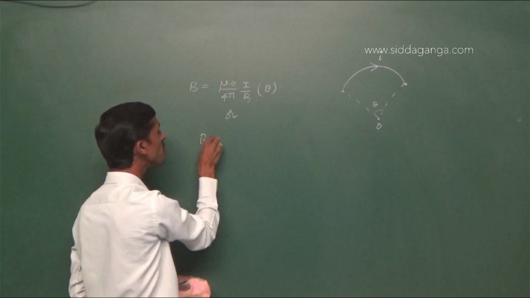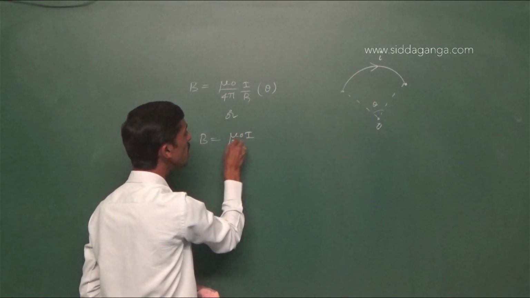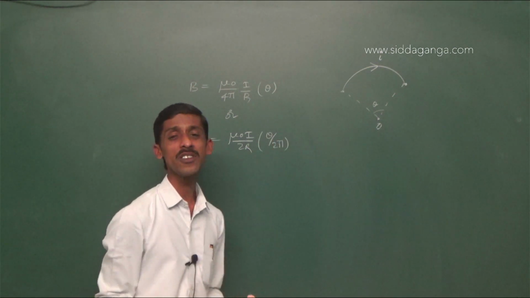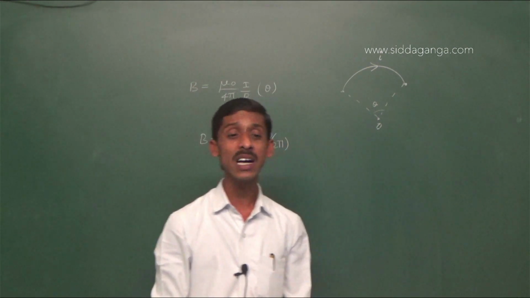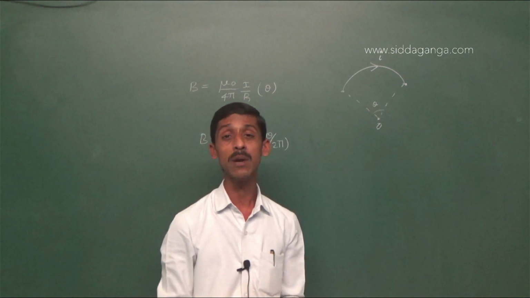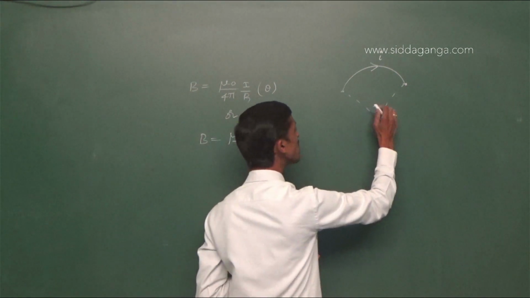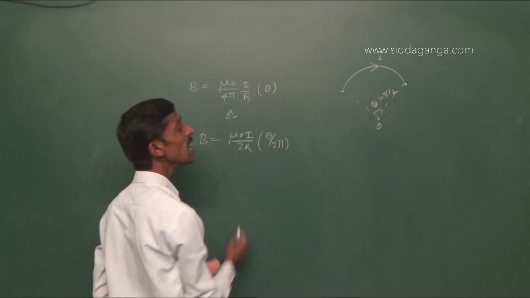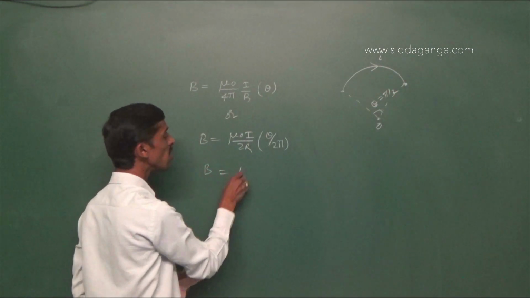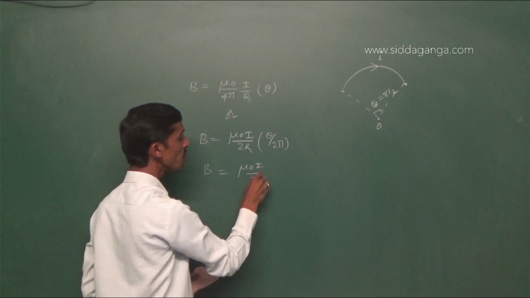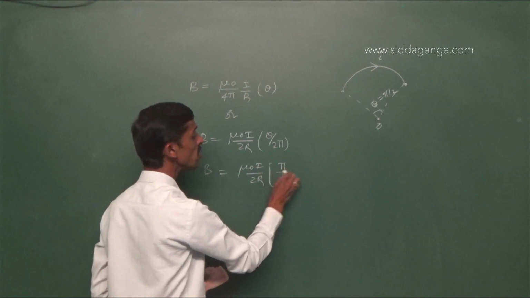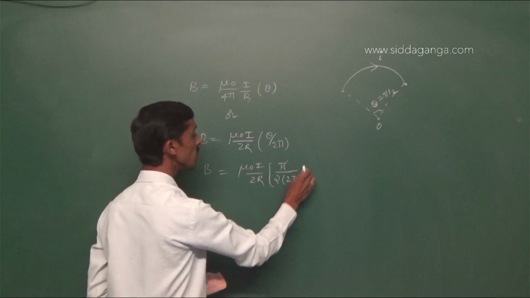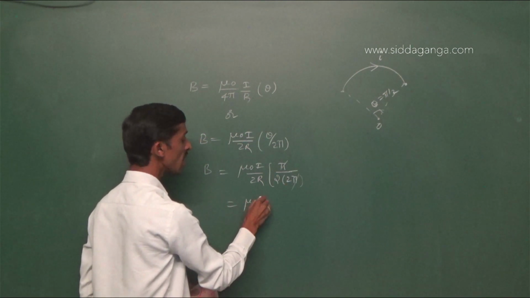Otherwise, in terms of loop, mu naught I by 2r, you write theta by 2 pi. In our present question, an arc of a circle of radius r subtends an angle pi by 2. That is, the angle subtended here is theta equal to pi by 2. So you can use any one of these two. So B is equal to mu naught I by 2r into theta by 2 pi, that is pi by 2 into 2 pi. So pi gets cancelled. So that is equal to mu naught I by 8r.